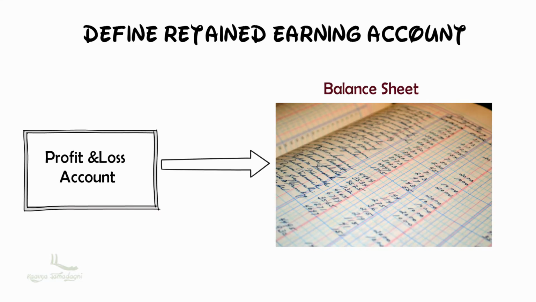Next configuration under GL account configuration is defined retained earning account. What is that? This particular configuration helps us to transfer the balance of profit and loss account to balance sheet. Whenever I am transferring the balance of profit and loss to balance sheet, if it is profit, it is always added to the capital. But if it is loss, then it is deducted from the capital.